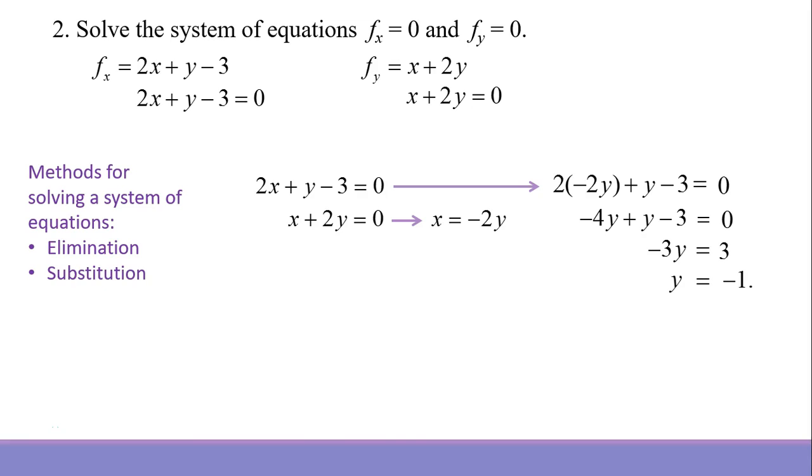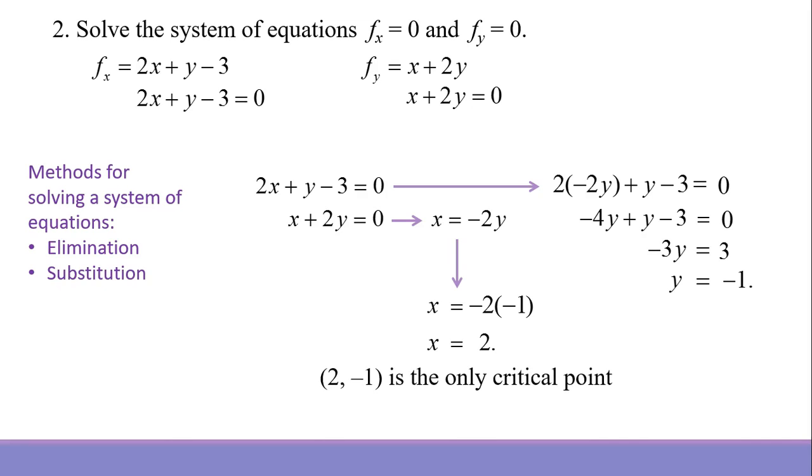And we have y equals negative 1. Now since we're trying to find an ordered pair, a value for x and a value for y, we'll need to substitute that negative 1 back into our substitution equation to get a value for x. So we have x is 2 and y is negative 1 as our critical value.